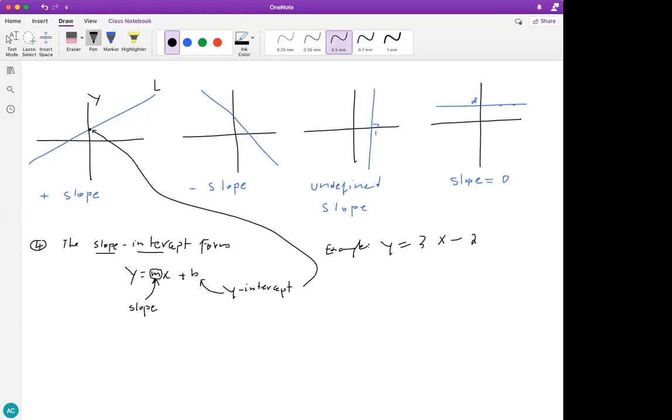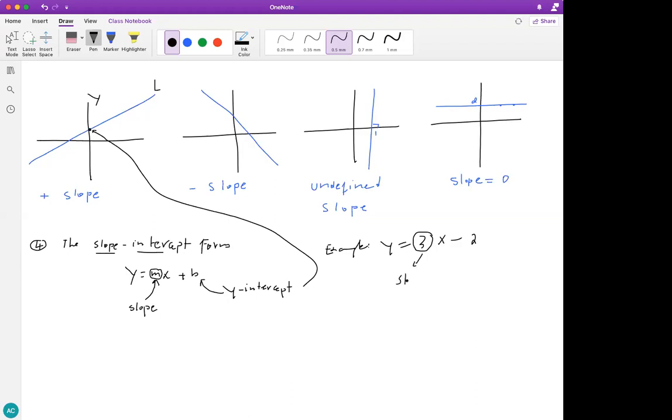The value m is next to the x. What's next to the x here? What is next to the x in the place of m? What is the value that's in the place of m? 3. Okay. That's the slope. You just have to read it.